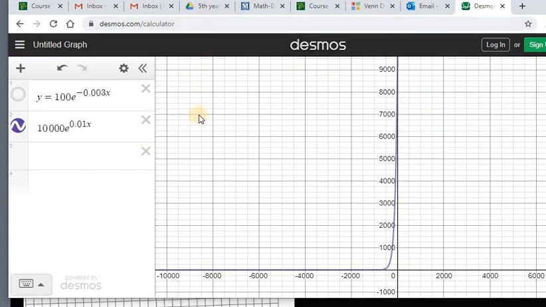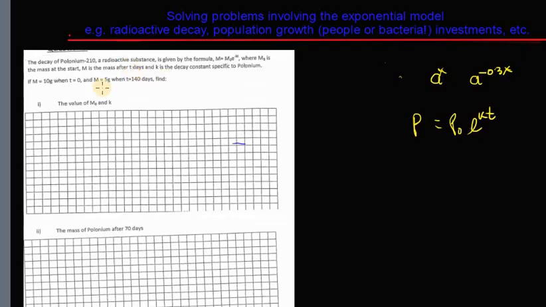Let's have a look now at doing some of the maths. So in this question, the decay of polonium-210, which is a radioactive substance, is given by the formula M is equal to M0 e to the power of minus KT, where M0 is the mass at the start and M is the mass after T days. K is the decay constant, which is specific to polonium. And each of the actual radioactive materials have their own decay constants.